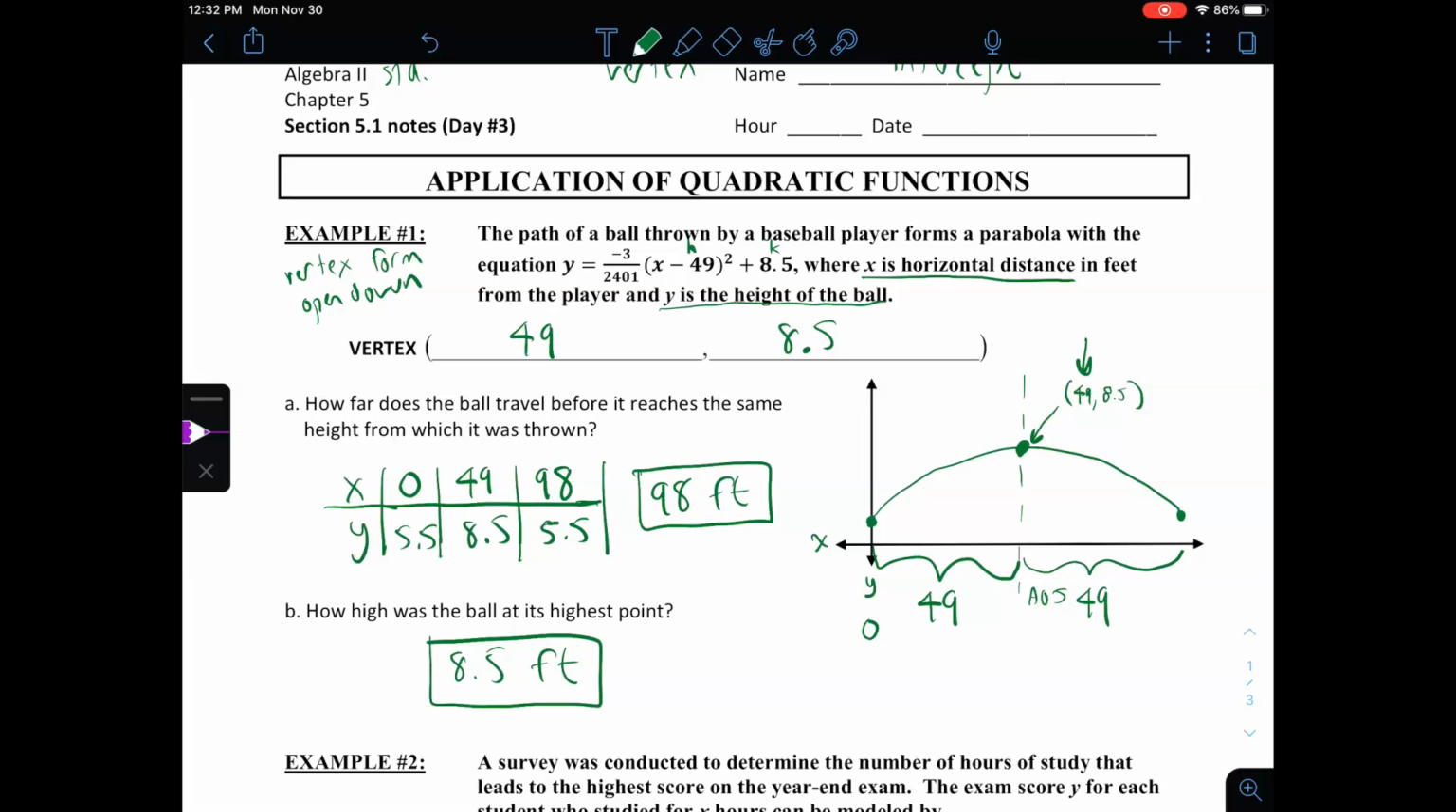Okay? So the vertex is what you're probably going to use for most of these problems, but you've got to be careful about what it's asking for, okay? If it's asking for the highest point, you're probably going to use the vertex. If it's asking how far did it travel, in this case we're looking to go from here to here, how far was the horizontal distance, right? And we have to be careful and be detectives about this stuff. So we know that from the beginning point to the center was 49 feet because that was our vertex. And from the vertex to the end is also going to be 49 feet because they have to be symmetrical. And then we just add those up and we get 98 feet.